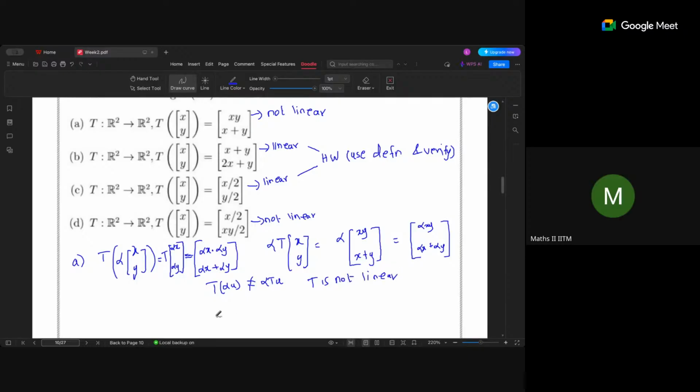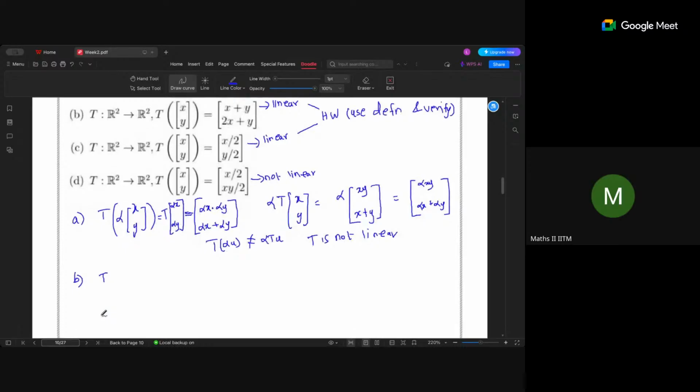Okay, so using the definition also we can see. Those who want, you can try and check whether the first additive property is satisfied or not. Okay, what about this one? For this one, shall we try the additive property? So if you are trying the additive property, then what happens? T of (x1, y1) plus T of (x2, y2), which is x1 by 2 plus x2 by 2, and then x1 y1 by 2 plus x2 y2 by 2. So you will have (x1 plus x2) by 2, and then (x1 y1 plus x2 y2) by 2.